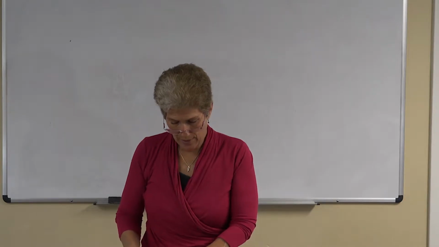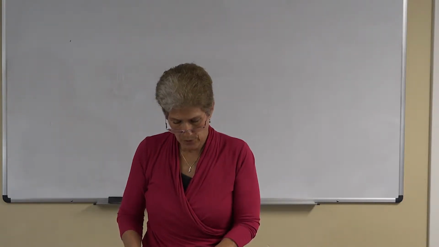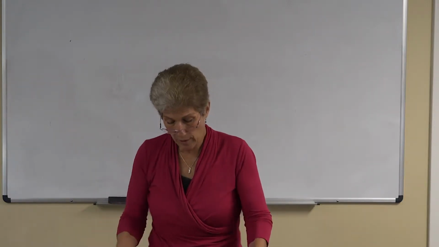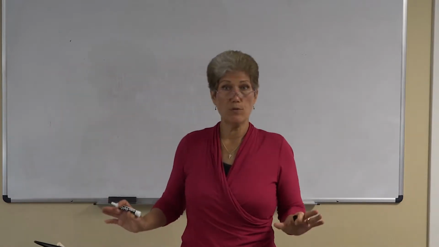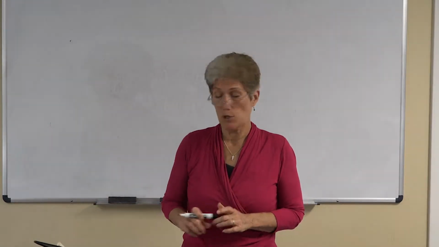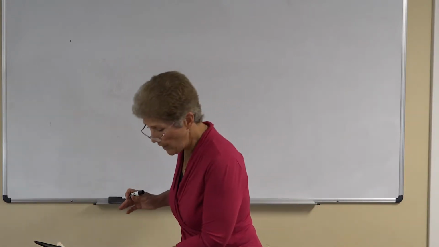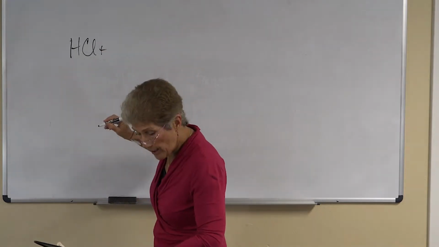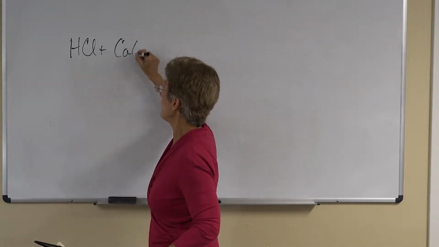Number 4, what volume of a 0.75 molar solution of hydrochloric acid will be required to neutralize 250 mL of a 0.01 molar solution of calcium hydroxide? So first, when you're doing these, write out your balanced chemical equation. Then you're going to put in your given and your get to so that you see what you're trying to accomplish. And so here we have hydrochloric acid plus we have calcium hydroxide.